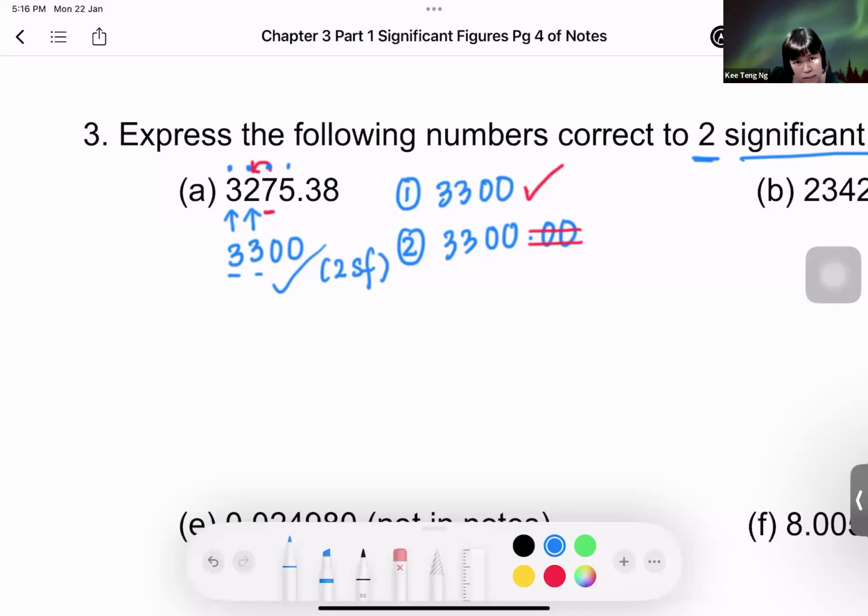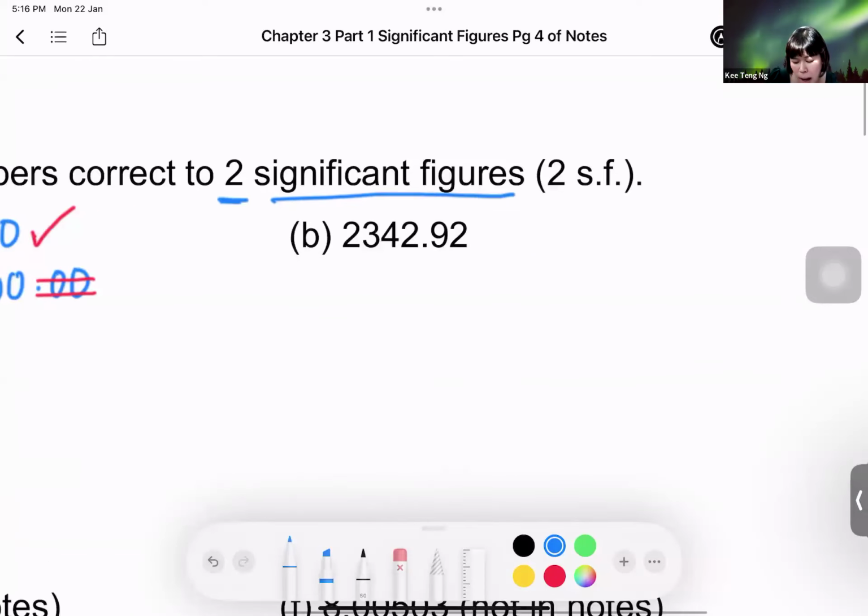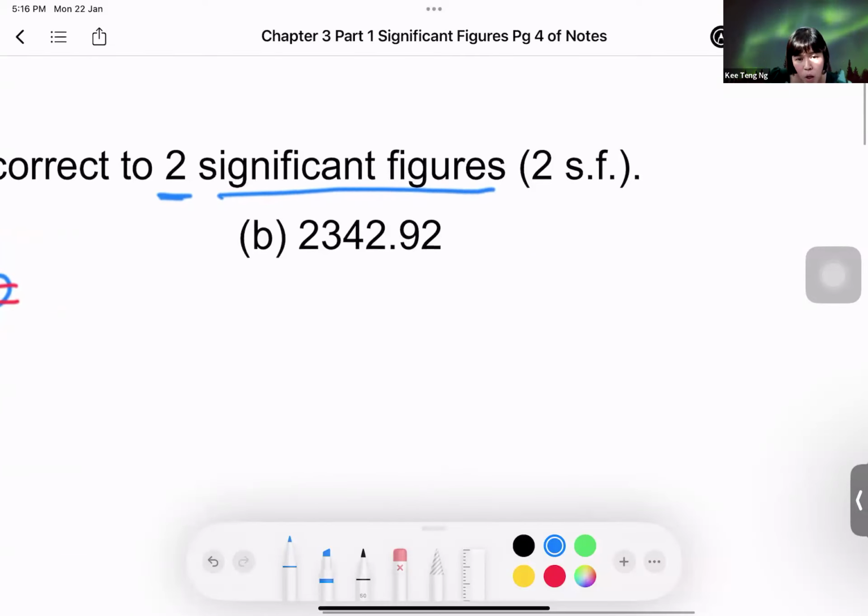Have you gotten the concept? Let's try one more question. Part B. 2342.92. Right? Where is the first 2 sig fig? First non-zero number, second non-zero number. Let's look at the number beside the second sig fig. This number is 4. Do I round up or do I leave it the same?